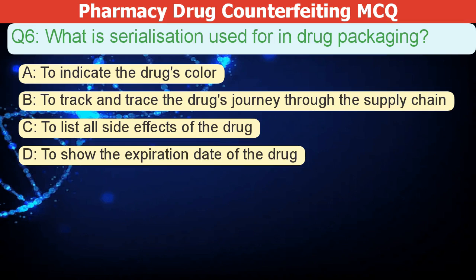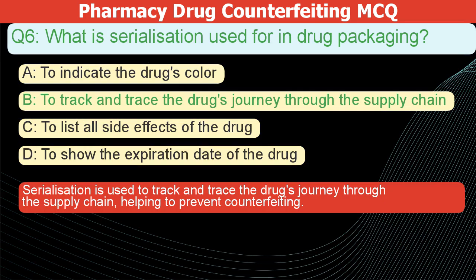What is serialization used for in drug packaging? A. To indicate the drug's color. B. To track and trace the drug's journey through the supply chain. C. To list all side effects of the drug. D. To show the expiration date of the drug. The correct answer is B. Serialization is used to track and trace the drug's journey through the supply chain, helping to prevent counterfeiting.